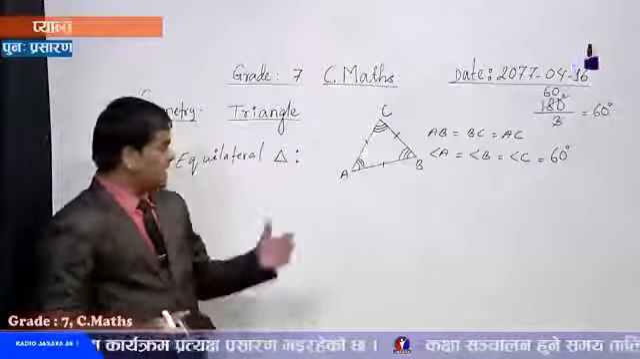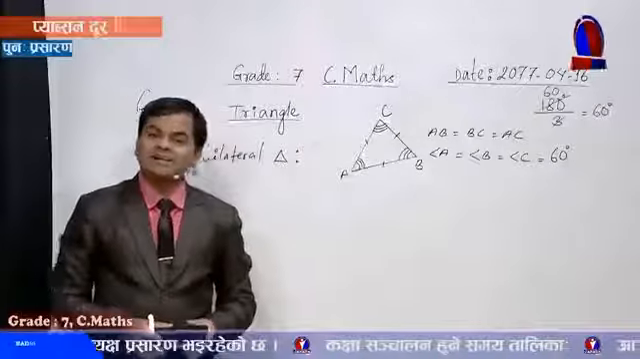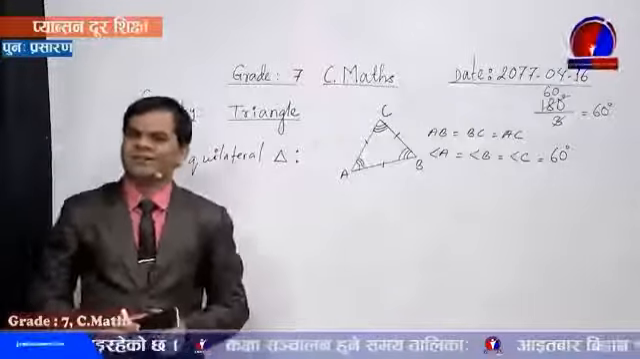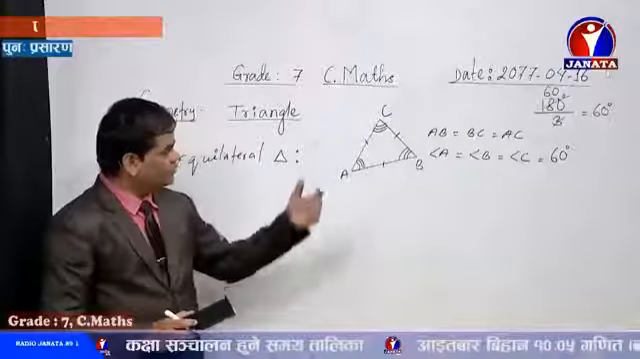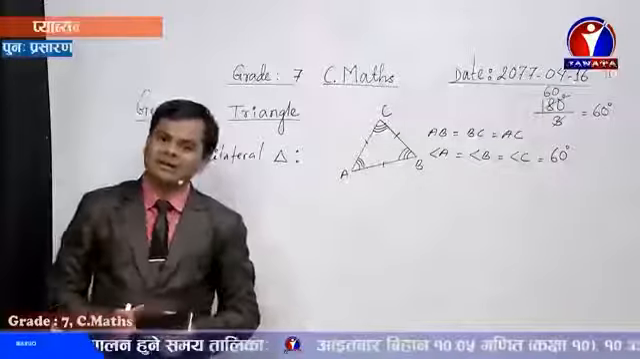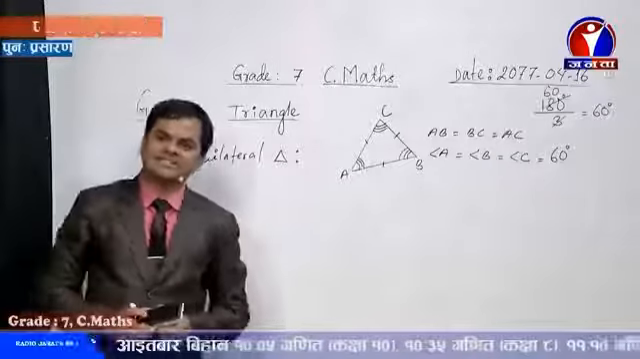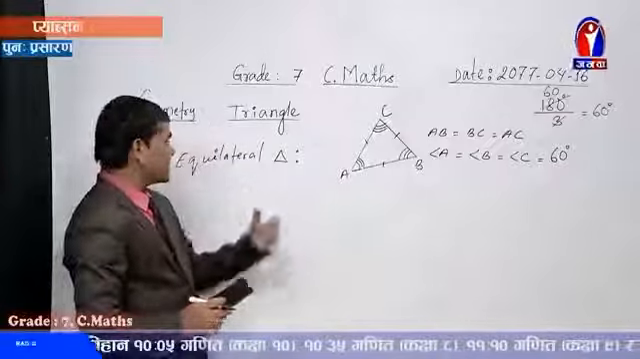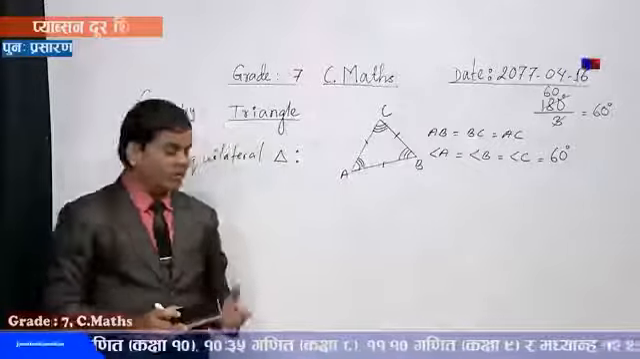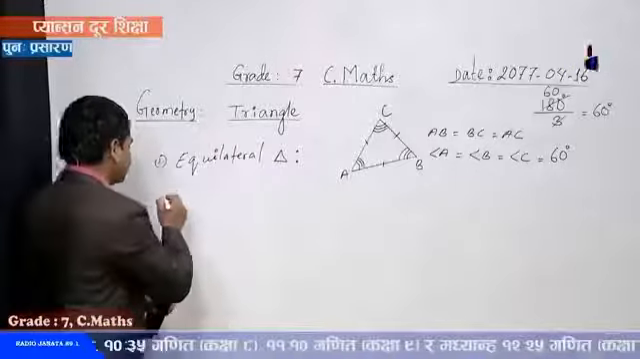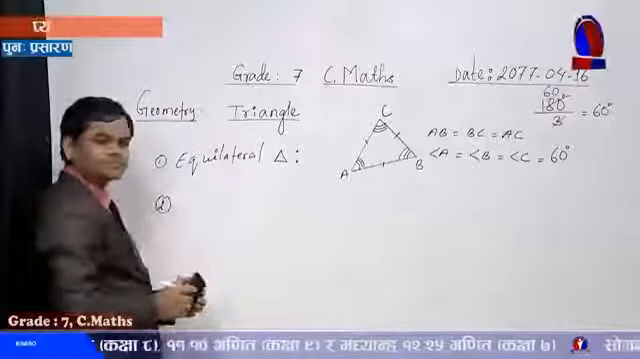What type of triangle is an equilateral triangle? A triangle whose all sides are equal and all three angles are equal, each angle measuring 60 degrees. That type of triangle is known as an equilateral triangle. So let's focus on another type of triangle, dear student.